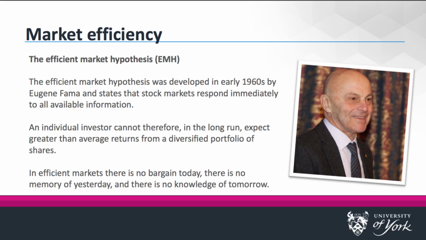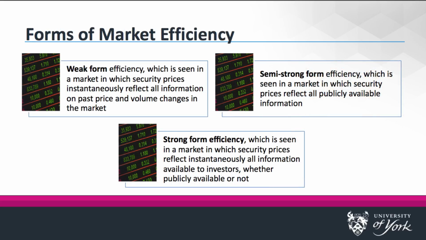In efficient markets, there is no bargain today, there is no memory of yesterday, and there is no knowledge of tomorrow. There are three forms of market efficiency. Weak form efficiency, which is seen in a market in which security prices instantaneously reflect all information on past price and volume changes in the market. Semi-strong form efficiency, which is seen in a market in which security prices reflect all publicly available information. Strong form efficiency, which is seen in a market in which security prices reflect instantaneously all information available to investors, whether publicly available or not.